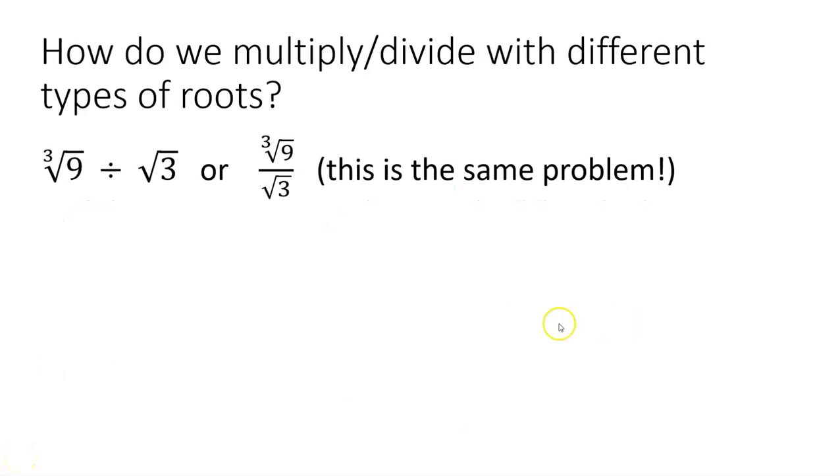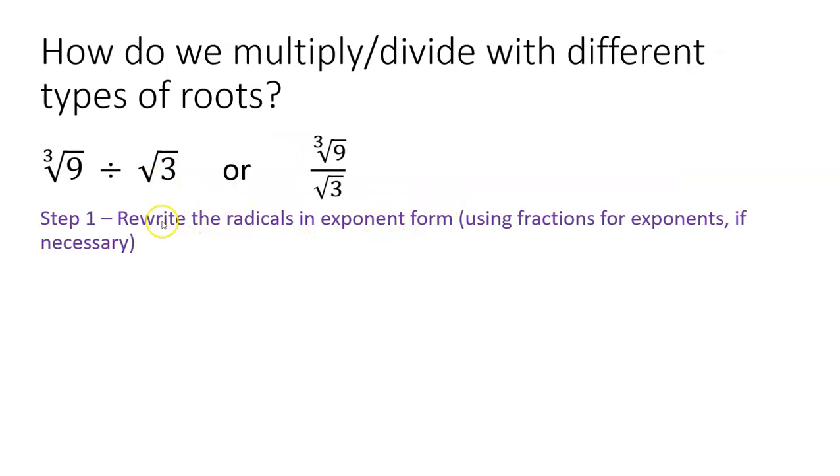Let's check out the same problem written as a fraction. The cube root of 9 over the square root of 3 means the same thing as the cube root of 9 divided by the square root of 3. But you might do all your action inside a fraction. So on step 1, rewriting the radicals in exponent form, 9 to the 1/3, 3 to the 1/2, those are done inside of a fraction.